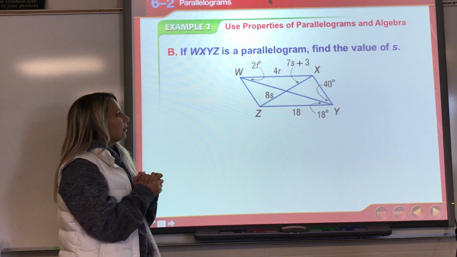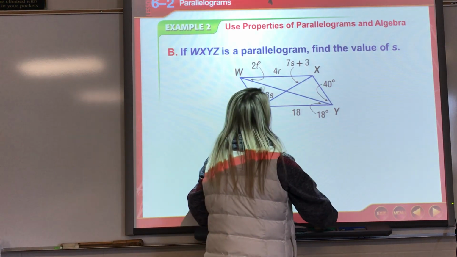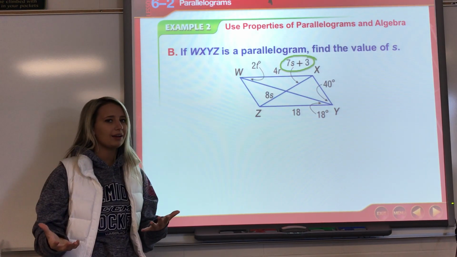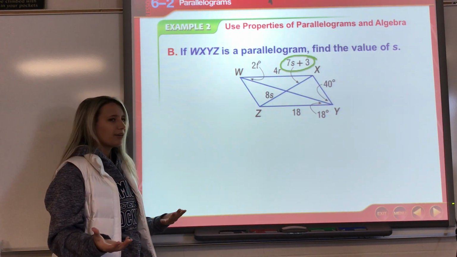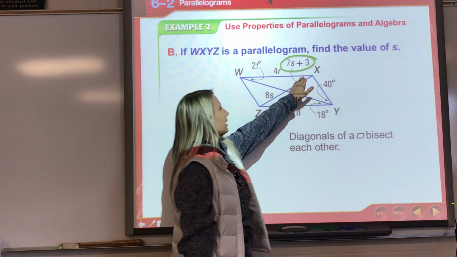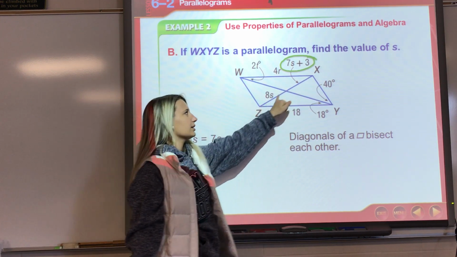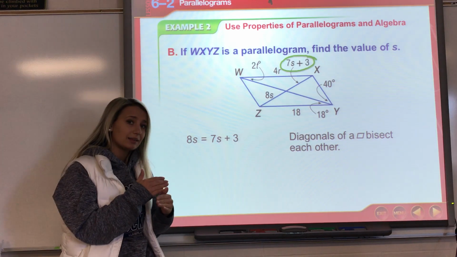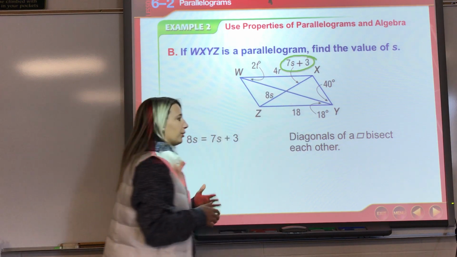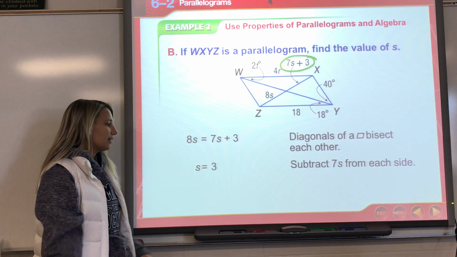Okay. All right, so now we're finding the value of S. Again, first we got to find where S is. Okay, here's S. All right, now we got to think about how I am going to find that. We're going to say that this segment will be congruent to this segment, because since they're being bisected at the midpoint, X to this point is congruent to Z to that point, so we can set them equal to each other. Okay, do a little algebra. We find that S equals 3.